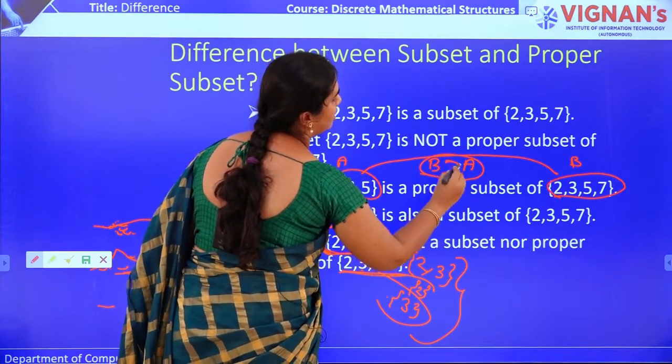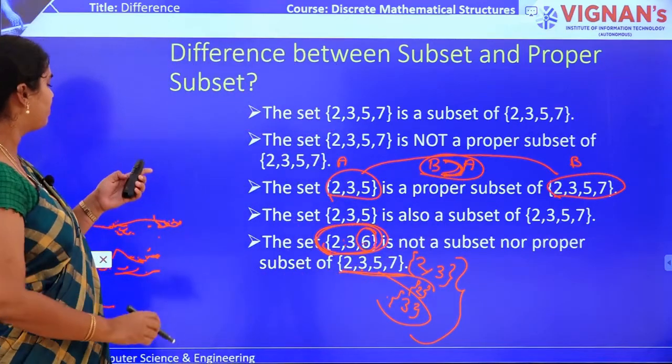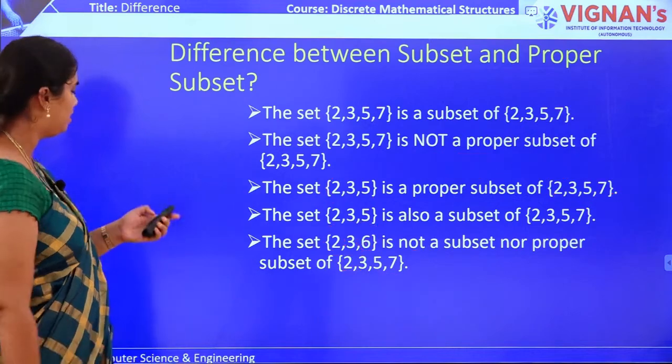Okay, this is the symbolic notation. This is the symbolic notation of the superset. Okay guys, I hope till now it is clear.